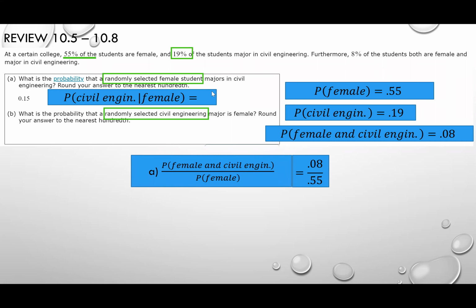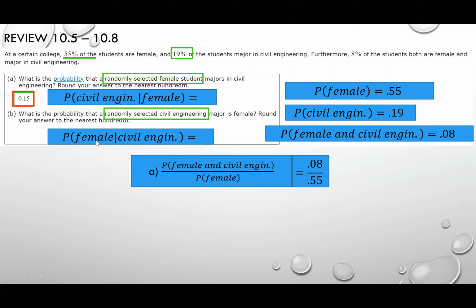And again, 0.08 divided by 0.55, this will be my answer. My answer is 0.15. And similarly, like I mentioned, if this is one, the other one, we will flip them around, meaning the probability of a female given that the person is a civil engineer.